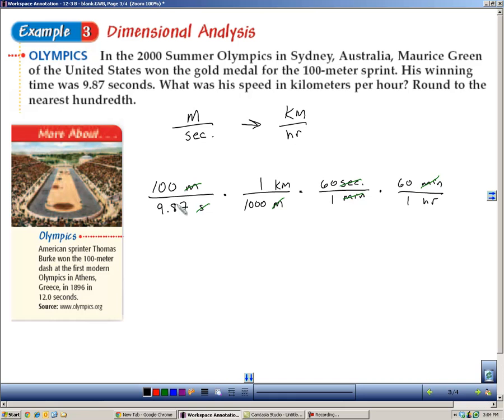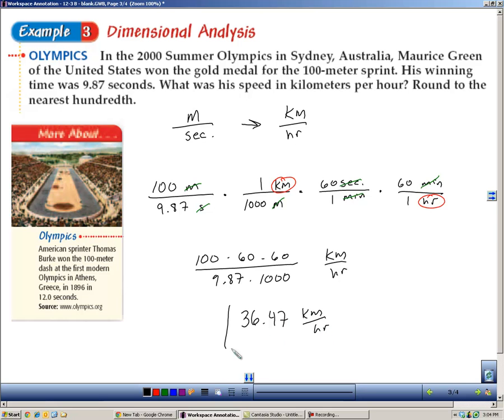And let's see what I have now. I have 100 times 1, which I'm not going to write, times 60 times 60, and on the bottom I have 9.87 times 1,000, and then I have kilometers per hour. So my answer here is going to be in kilometers per hour, which is what I wanted. So now take a calculator and find this number. I get 36.47 kilometers per hour. So that's how fast a 100-meter sprint that took 9.87 seconds is if I sprinted in kilometers per hour.